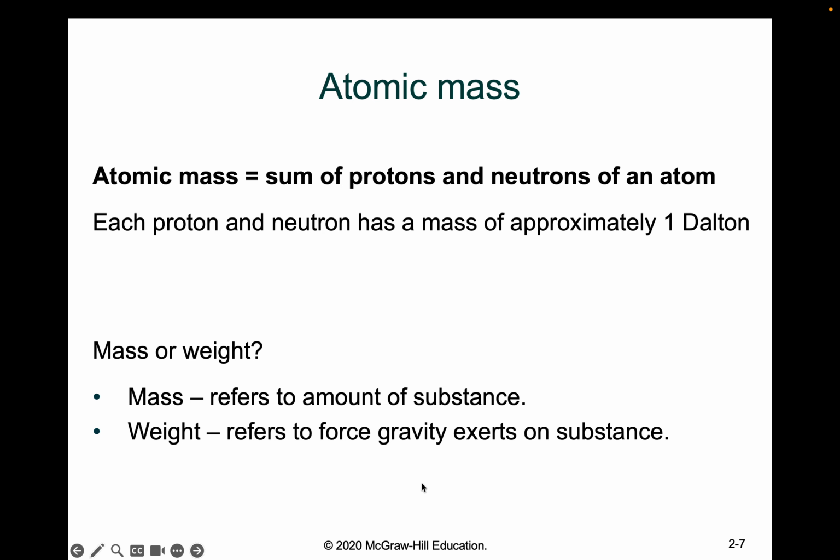But please, I beg you, do not confuse mass with weight. Mass refers to the amount of substance, so how much substance do you have? Hence, when it comes to atomic mass, we're looking at the sum of protons and neutrons. Weight refers to the force gravity exerts on substances. That's different, because my mass is the same whether I'm on Mars or on Earth, since it's the amount of substance I have. The weight changes. My weight on Earth is completely different to my weight on Mars because the gravity is different there.